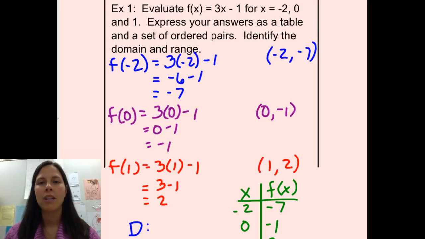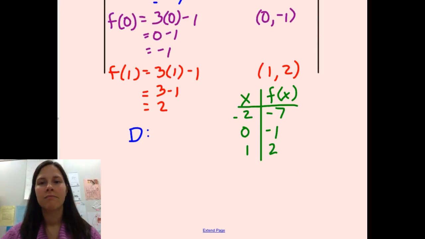So we think about what numbers can we multiply by 3, and the answer is all of them. What numbers can we subtract 1 from, and again, all of them. So our domain is all real numbers.